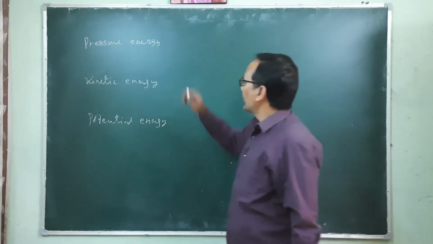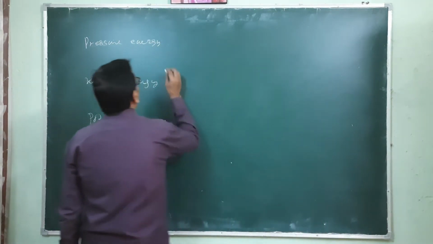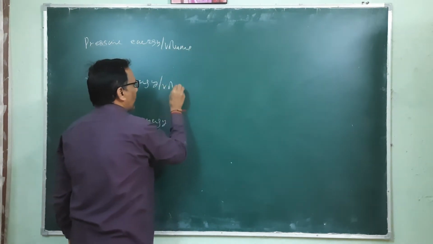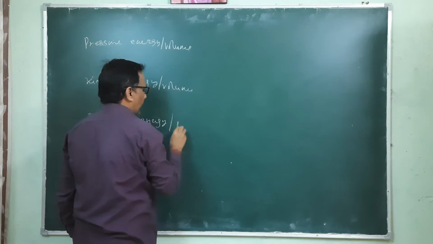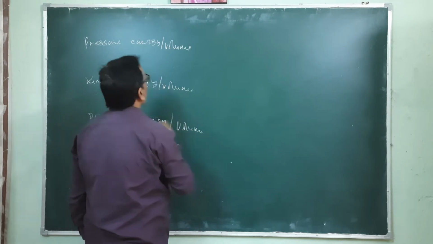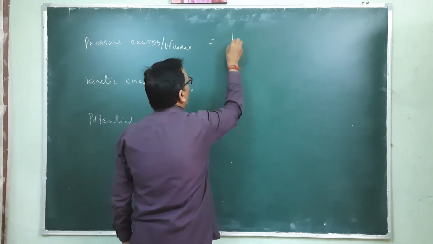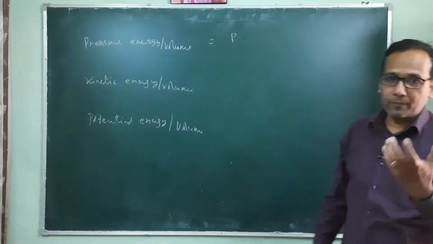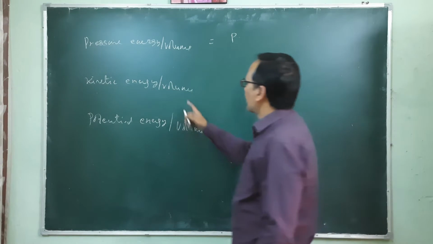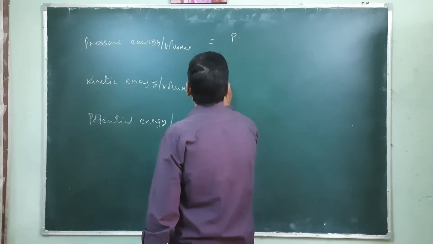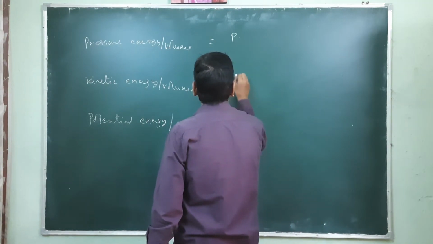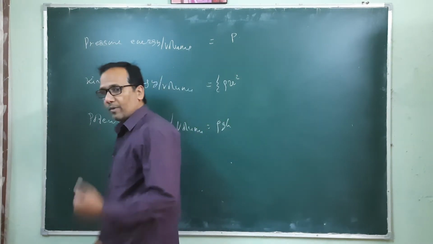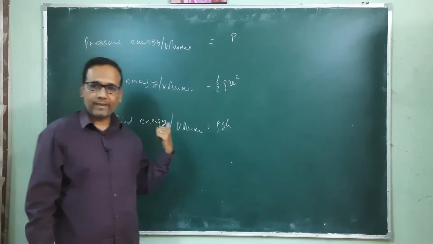So we have calculated this pressure energy per unit volume, and this is also per unit volume, and this is per unit volume. So this was actually equal to P. This is just equal to the pressure P. And this kinetic energy is equivalent to half rho V square, and this is equivalent to rho gh. So this was the calculation we have performed in the last lecture.